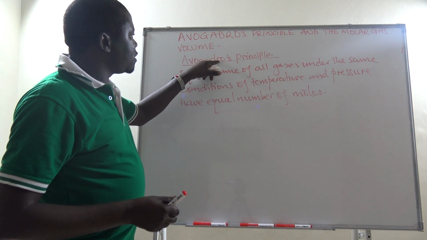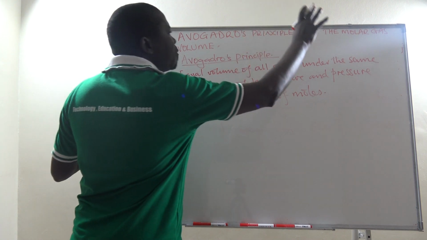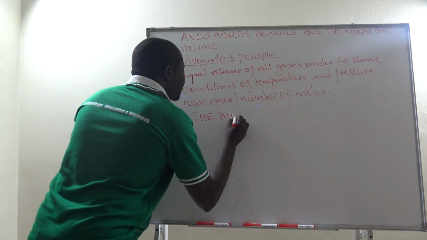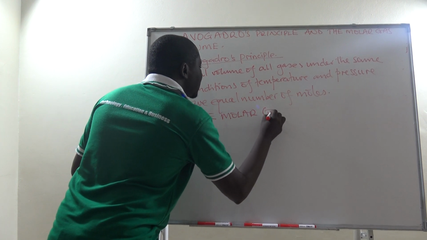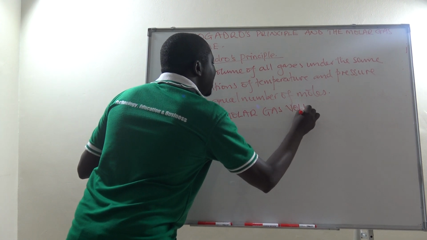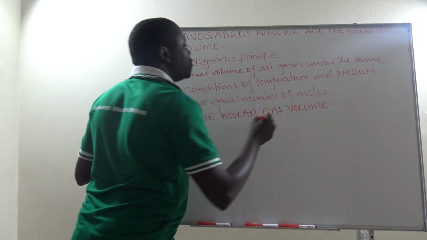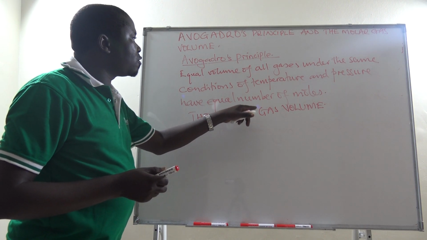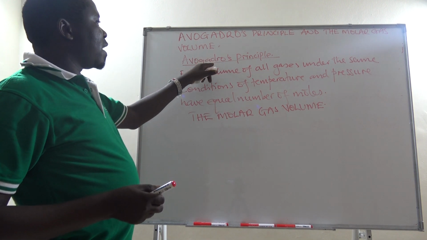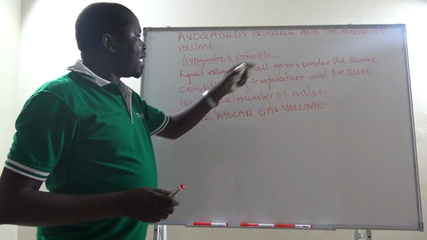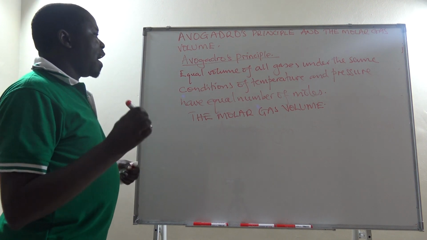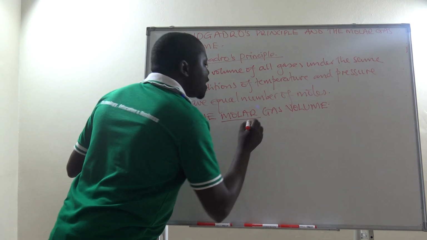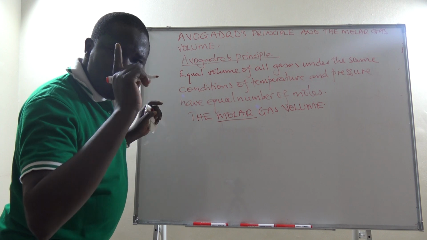So Avogadro's principle was then used for developing what we call the molar gas volume. So let us also look at the molar gas volume. So this molar gas volume is a brainchild of the work of Avogadro. So this one here, the molar gas volume, was got from Avogadro's work, from Avogadro's principle. Equal volume of all gases under the same conditions of temperature and pressure have equal number of moles. Now let us look at the molar gas volume. Molar in this case refers to 1 mole.